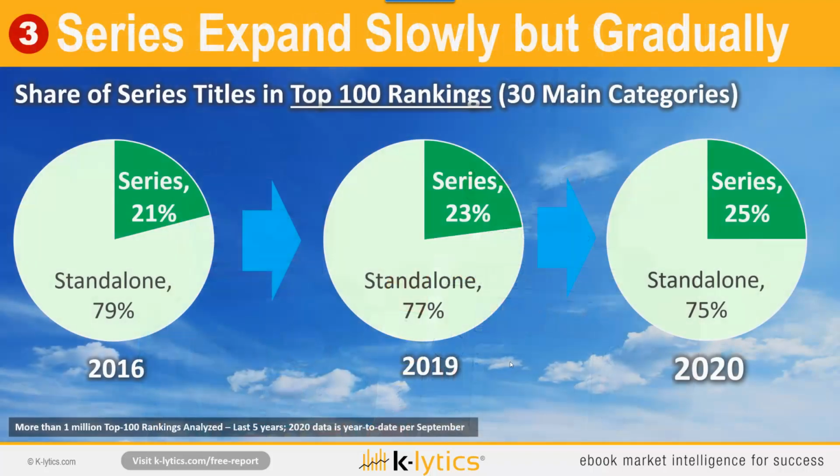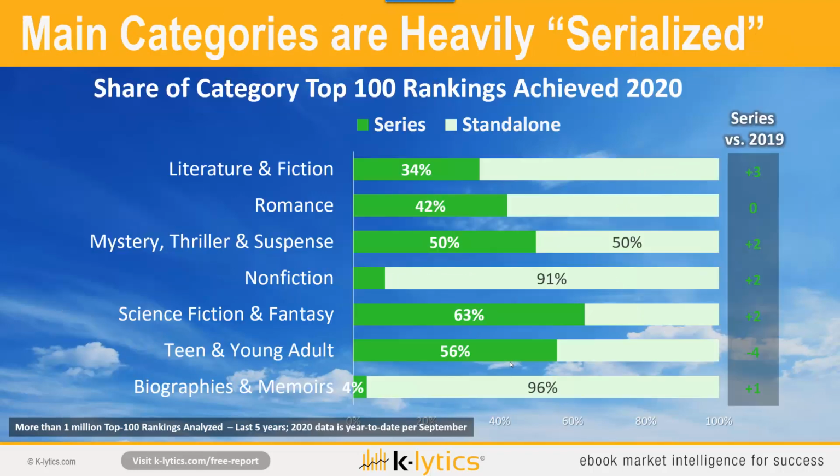All right, then trend number 2, series expand slowly but gradually. Back in 2016, about 21% of the top 100 rankings were books that formed part of a series. By now it's 25%, and so here we also see a slow but gradual increase, where also some of the genres are really dominated by series. That is why it is beneficial to plan your book projects as a series. Also, the return on your advertising, given the read-throughs, tends to be better. So that's a factor to think with.